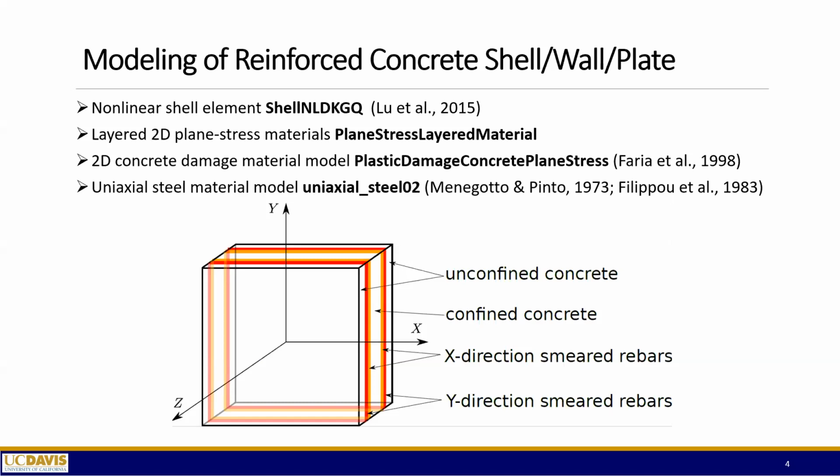Similarly, we can use a very similar approach for shell, wall, or plate elements. The main difference here is that instead of a cross section with uniaxial material, now we have a plane stress layered material, because it's going to be a wall, so it's basically a 2D material. But it's still separated into layers, and each layer represents a different material, and when you combine them together, they can be used to simulate the behavior of a purely bending or axially loaded shear wall or shell or plate.